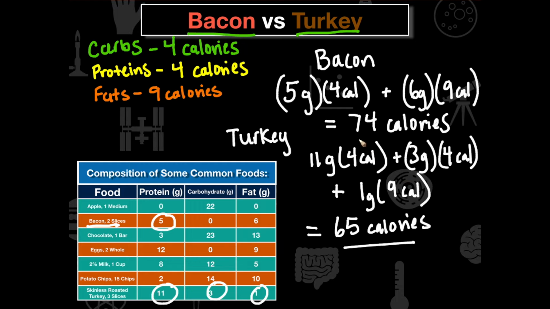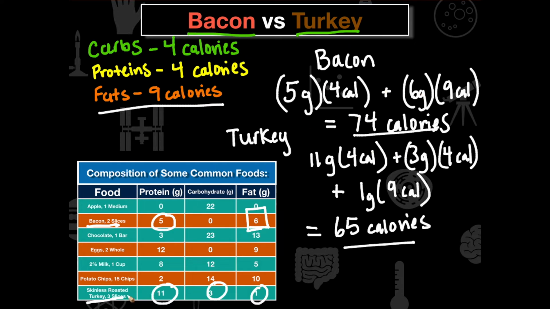So 65 calories versus 74 calories. Now, 3 slices of skinless roasted turkey versus our 2 slices of bacon have a pretty significant calorie difference. Even though their grams are relatively the same, the bacon actually has fewer total grams of protein, carbs, and fat than our turkey. We can see it has significantly more calories, and that's mainly attributed to the high quantity of fat in the bacon. Because fats have 9 calories per gram, it's going to contain much more energy in a smaller package. So we can look at bacon versus turkey.